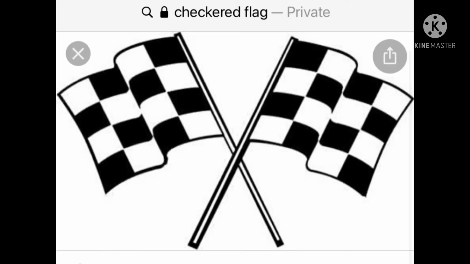Now the next picture shows 2 checkered flags. They look like a chessboard, and they are used at every end of the race, even in the Olympics or Asian Games or any ordinary games also. People use these flags at the end of the race. So when you are running a race and you see these 2 flags, it means that is the end part of the race.